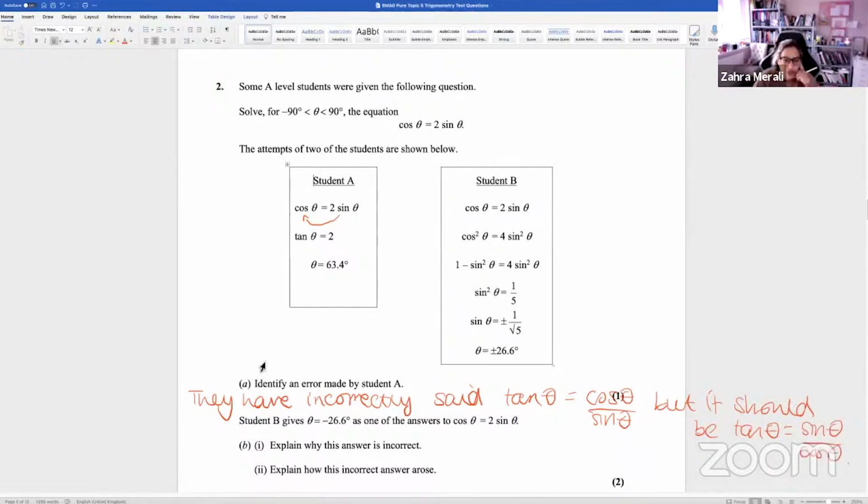Okay, student B gives theta equals minus 20 as one of the answers, to cos theta equals 2 sine theta.